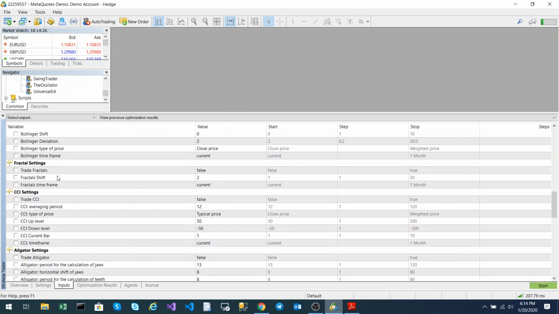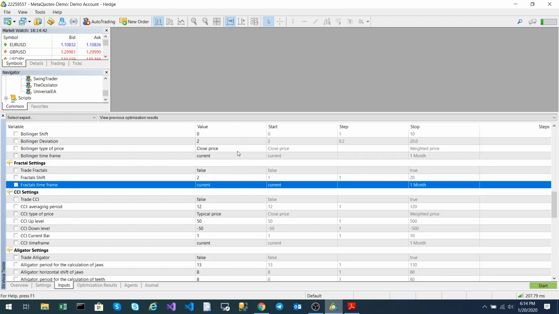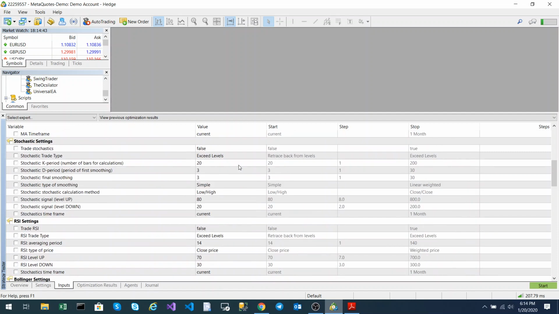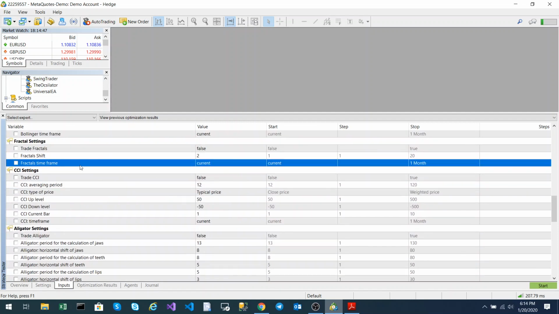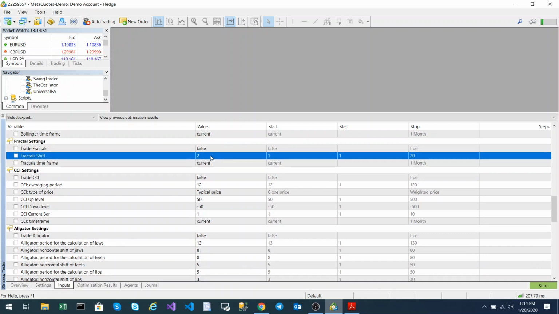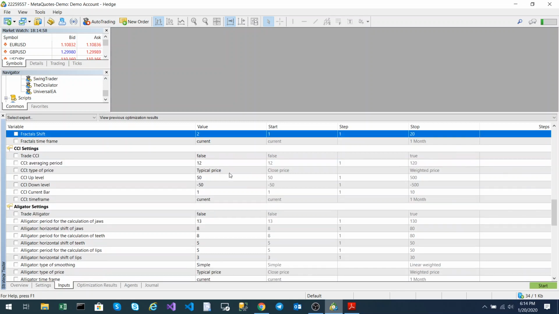Our fractal settings. The shift is how many fractals back you wish to enter, and there is a fractal time frame. All of these have time frames, so you could add multiple indicators from multiple time frames. So if we say two fractals back, if the current price is above or below that fractal, a trade will be entered into.